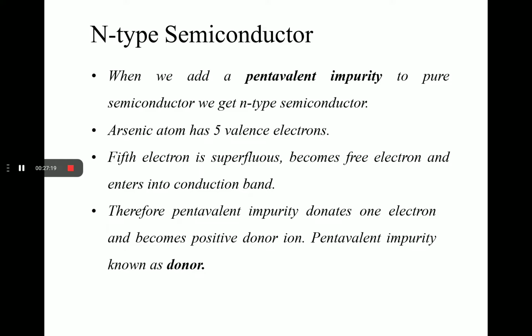Already in an intrinsic semiconductor, at room temperature itself, some of the covalent bonds will be broken, so an electron hole pair will be generated. So, due to thermal generation, there will be some free electrons, and also due to adding impurity, there will be a number of excess electrons. The number of thermally generated electron hole pairs is very small compared to the number of free electrons due to impurity. As the free electrons increase, their combination with holes also increases.